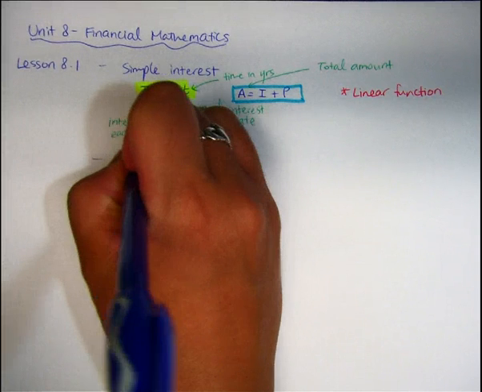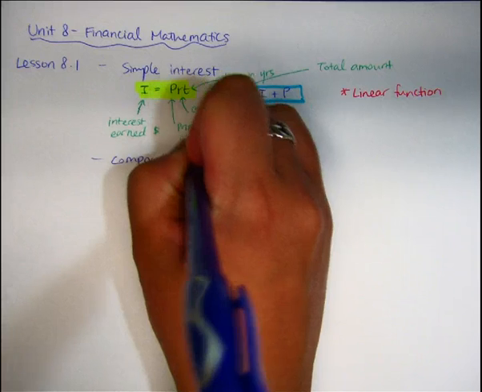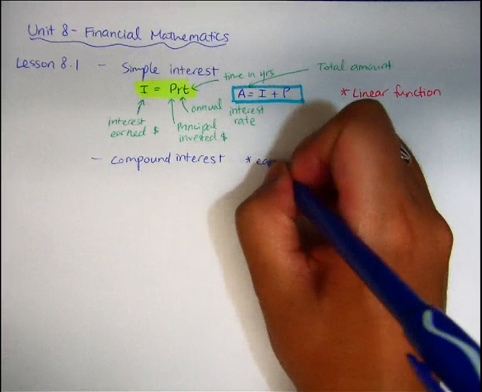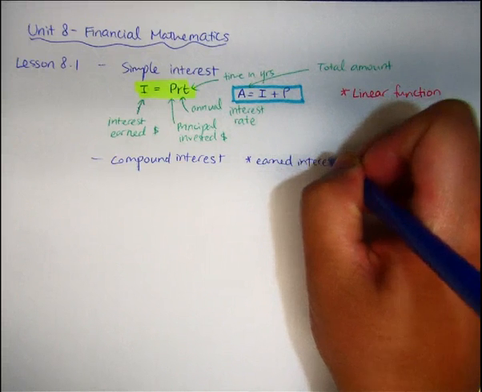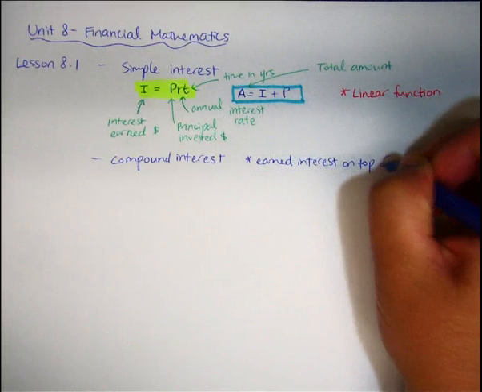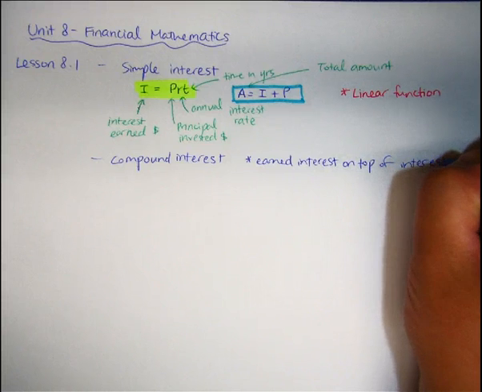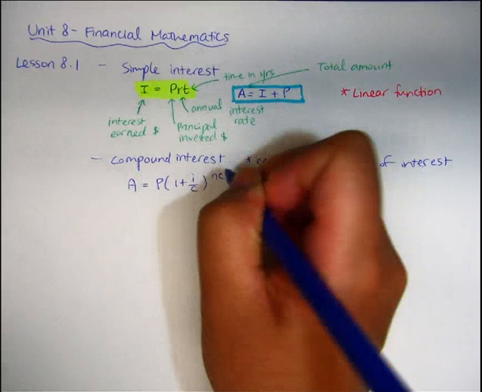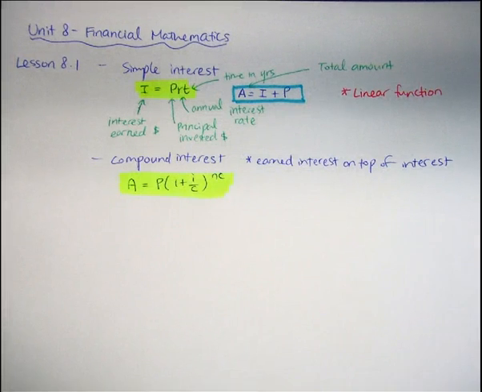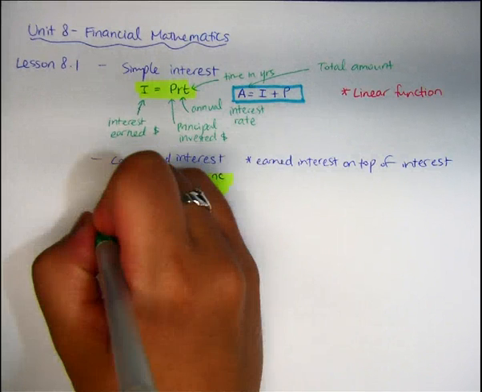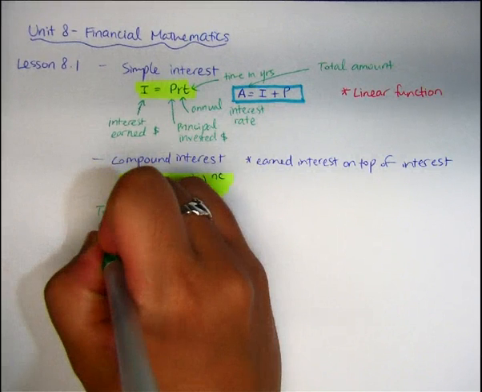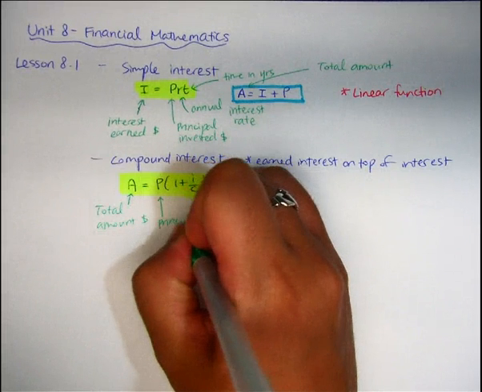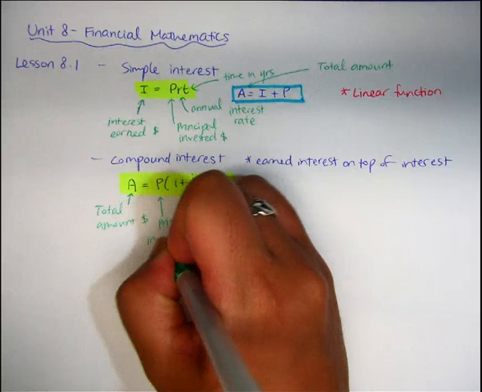Compound interest. Compound interest is where we earned interest on top of interest. And we use the formula A equals P(1 plus I over C) to the NC. A and P still stand for the same thing, so A stands for total amount, the total worth of the investment, in dollars. So P is the principal invested, also in dollars.